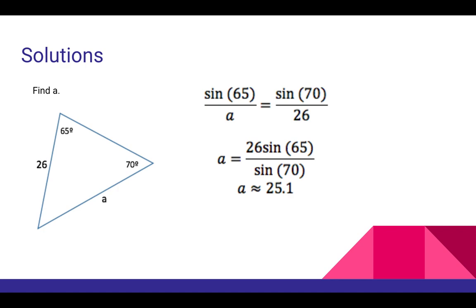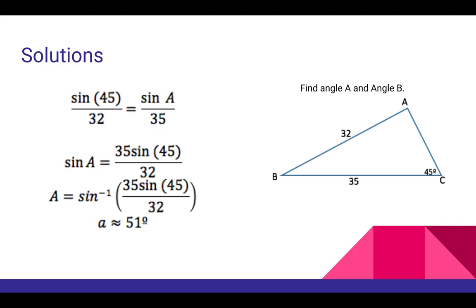Okay, let's look at some solutions. We'll start with the first triangle. To find little a, I get sine 65 over a equals sine 70 over 26. So if I solve for a, I get that fraction full of lovely math, and I put it into my calculator. A was about 25.1, which really kind of makes sense. If a 70-degree angle produced a side that was 26, something just a little bit smaller would produce a side that's just a little bit smaller.